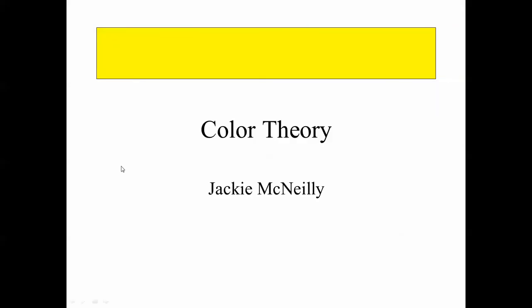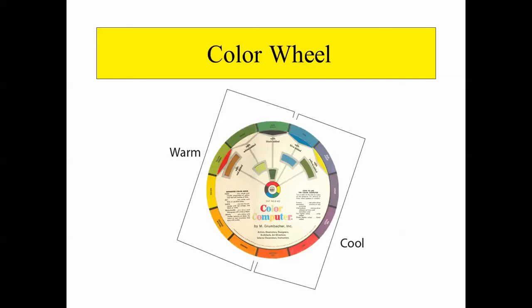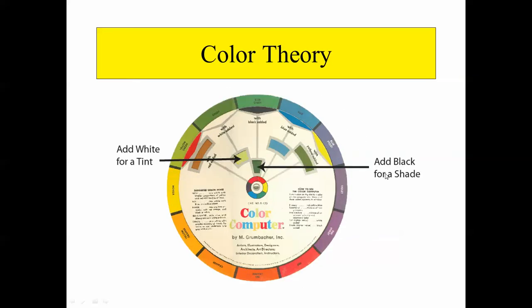We're going to begin our second lesson with a little tutorial on color theory. Let's look at the color wheel first. The color wheel is divided into warm colors and cool colors. When we add white to a color, it becomes a tint. When we add black to a color, it becomes a shade.